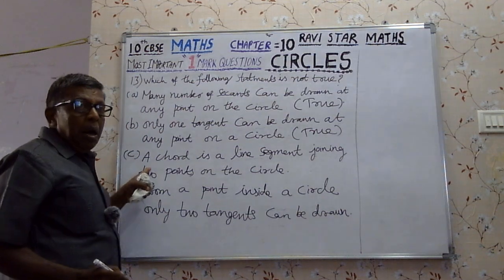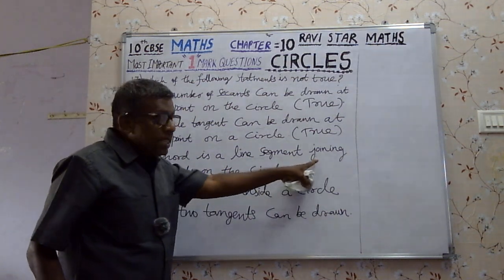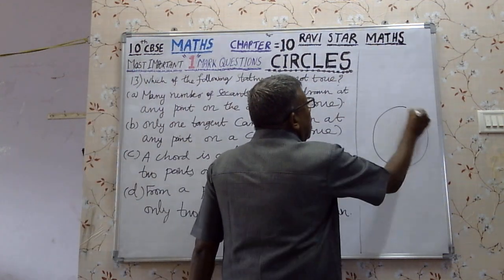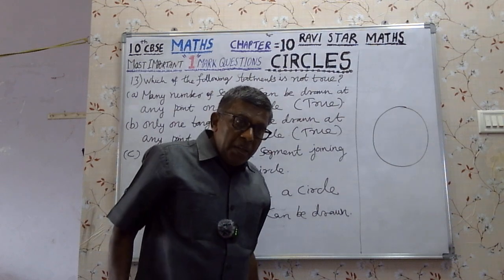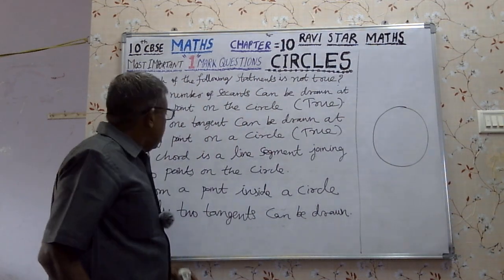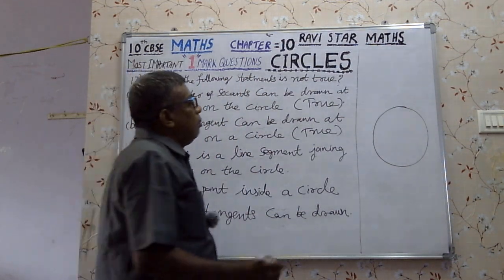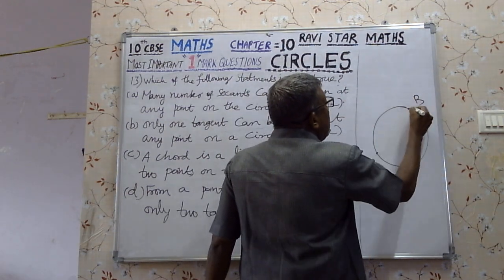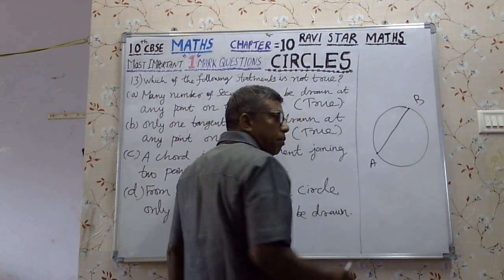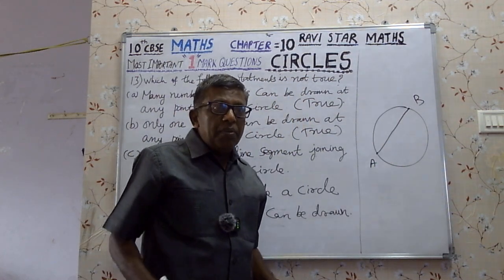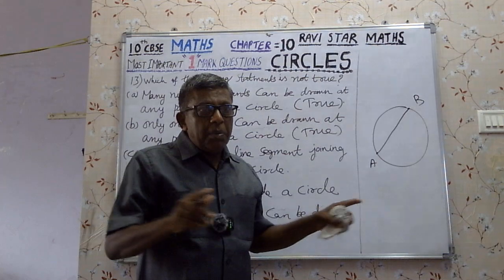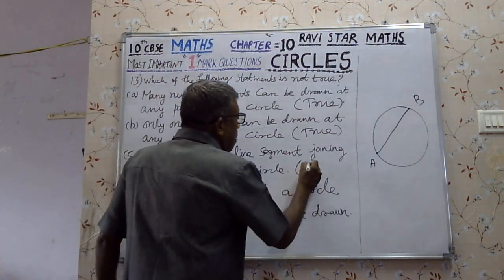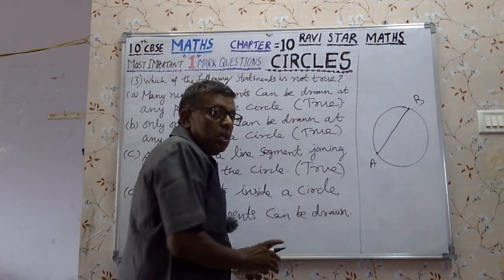Go to the question, option C. A chord is a line segment joining 2 points on the circle. I am drawing a circle and taking 2 points, point A and point B. Join A and B. It is called a chord. This is the definition of a chord: a line segment joining any 2 points on the circumference of a circle. Therefore, this is also a true statement.